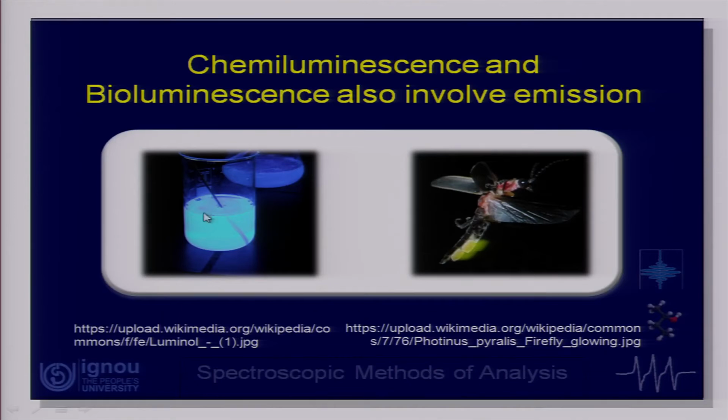I am sure that you are familiar with what is called chemiluminescence and bioluminescence. Chemiluminescence basically is that there are certain chemical systems, certain chemical reactions, which are accompanied by emission of radiation. And this firefly, I am sure that you are familiar with. In the case of firefly, the radiation which comes out is based on a biological reaction taking place there, and because of the biochemical reaction, there is emission of radiation. So, chemiluminescence and bioluminescence also involve emission of radiation. Okay. Let us go further.